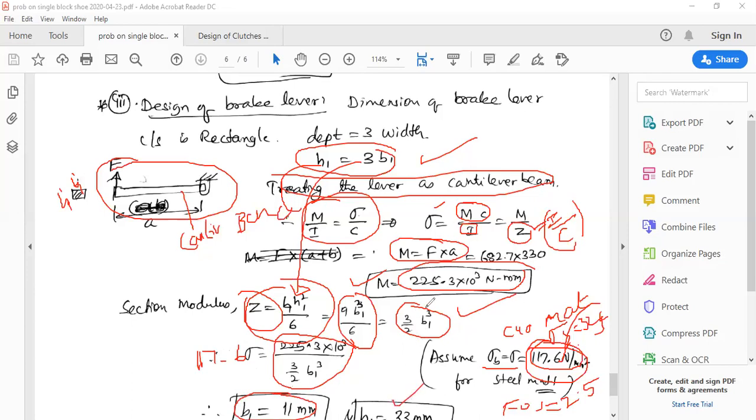So these are the things that are to be discussed here. This is the calculation of B1 and H1. For this you have to refer to page number 463 of the data handbook, to get the value of sigma. This is what we have to carry out with respect to the design of the brake lever.